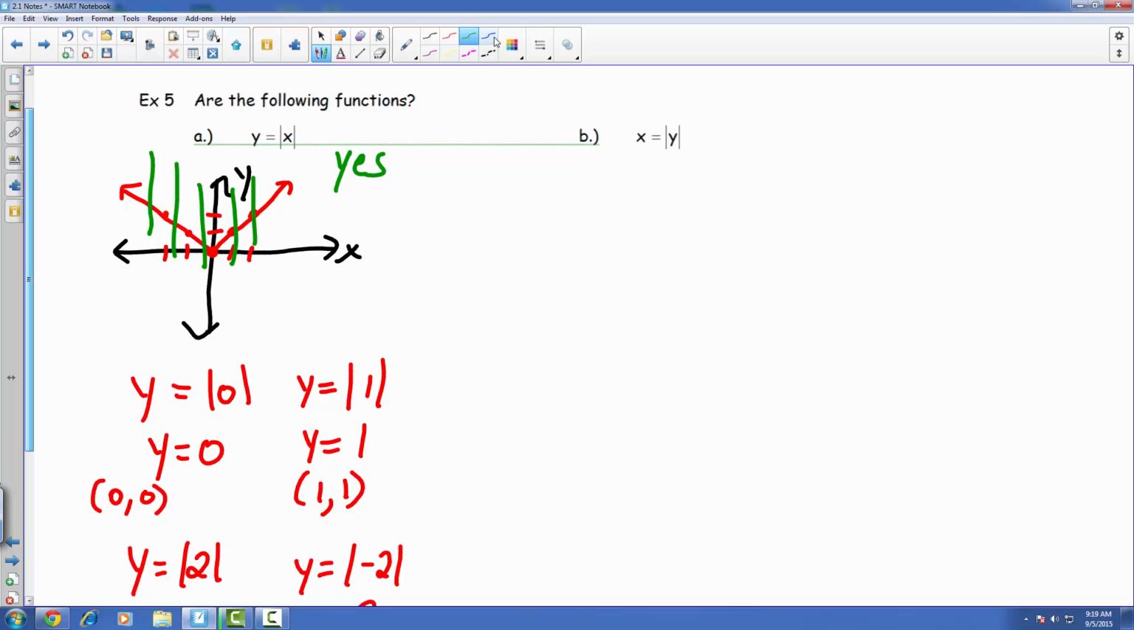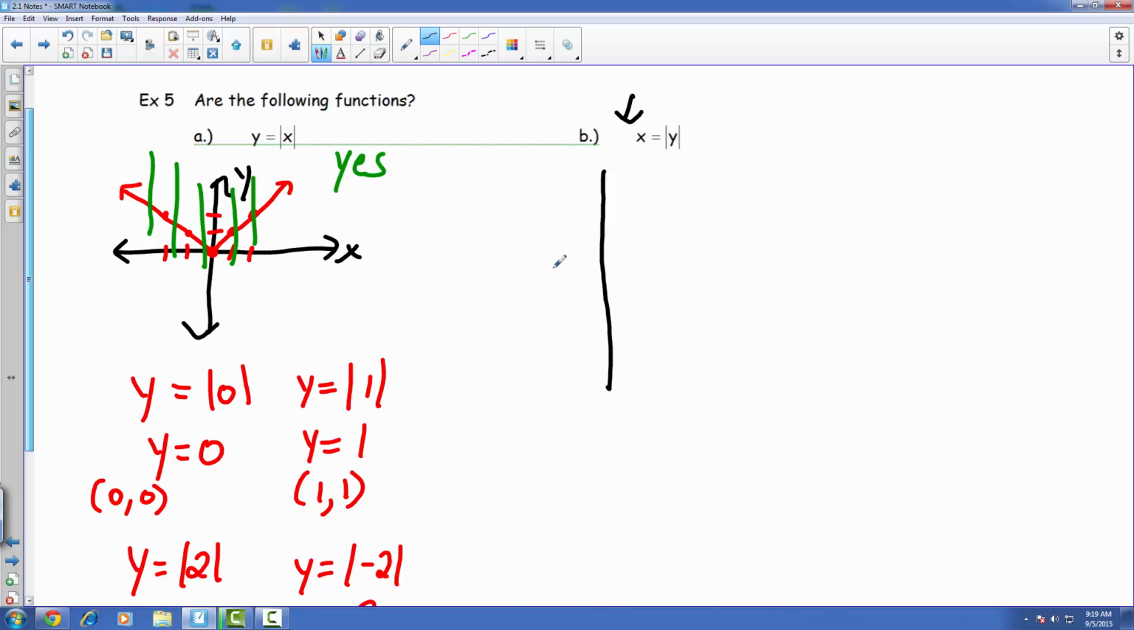Now looking at part b. B gets a little weird. We have x is equal to the absolute value of y. Typically, we're used to throwing things in for x and then seeing what y comes out to be. As a result, this is definitely a different kind of frame of mind that we're going to have to wrap our minds around.